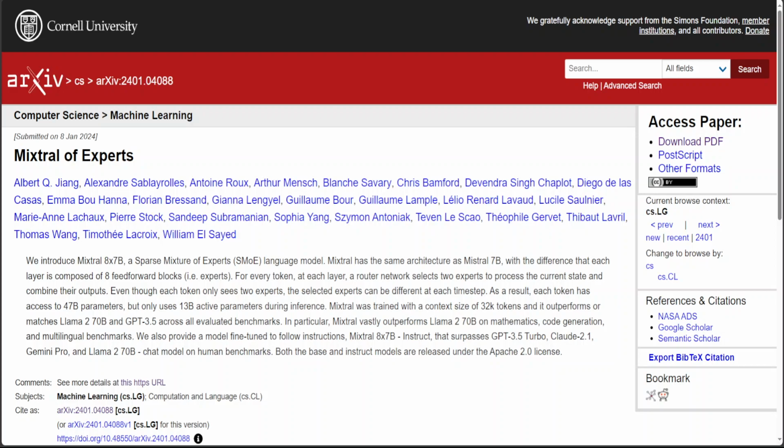Now, this is a very short overview of mixture of experts, but there are a lot of other good resources which you can check out, and even if you read the paper on mixture of experts, you will get a very fair understanding.